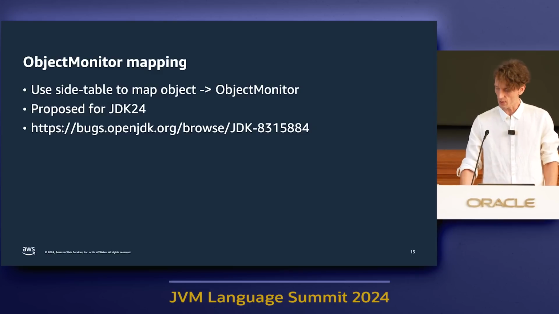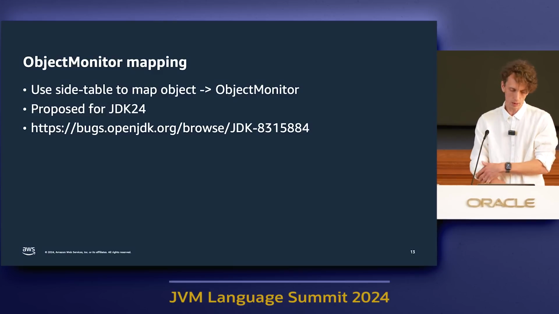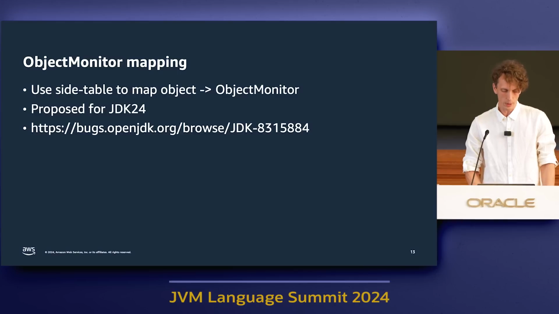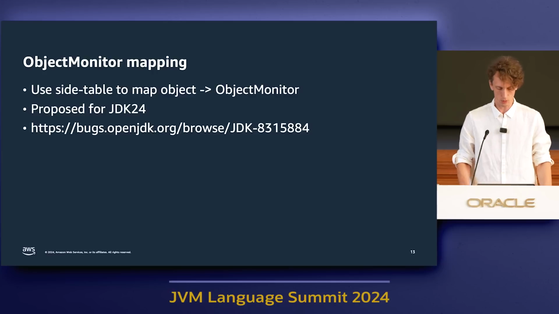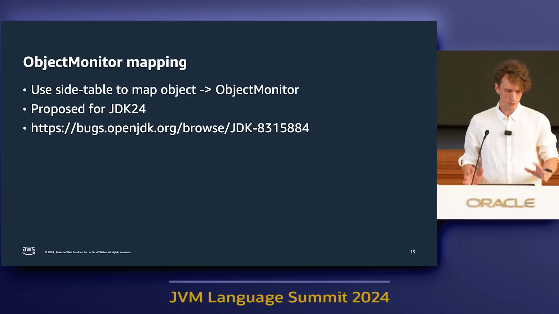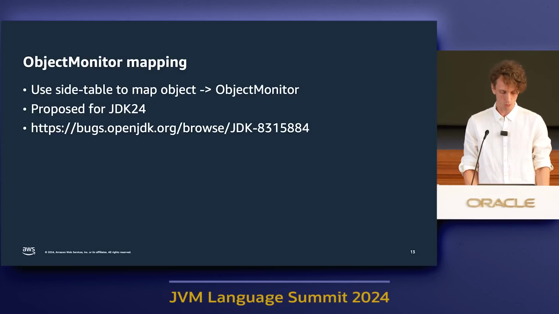And this effort here, the object monitor mapping changes, are basically changing the way this association is done by using a side table. And instead of writing the pointer into the object header, we use the side table to track these mappings between objects and object monitors. There's a lot of things to talk about here. I'm not going into details about this. This is already lined up. I'm hoping for JDK 24. There's the bug report open and a PR ongoing under review.